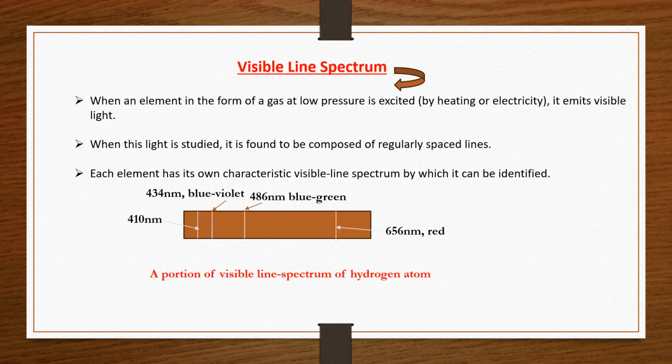Visible line spectrum. When an element in the form of a gas at low pressure is excited by heating or electricity, it emits visible light. When this light is studied, it is found to be composed of regularly spaced lines. Each element has its own characteristic visible line spectrum by which it can be identified.